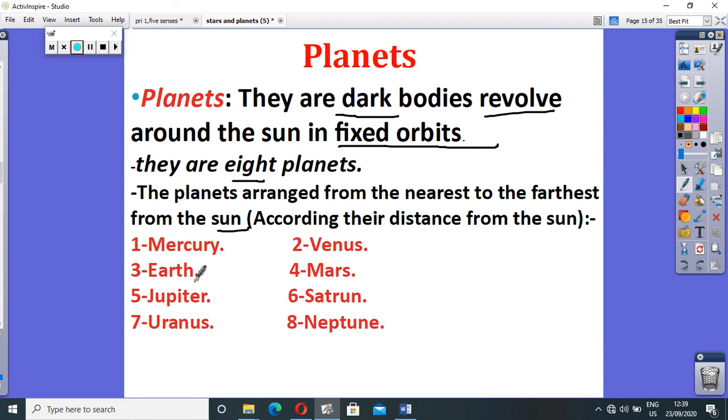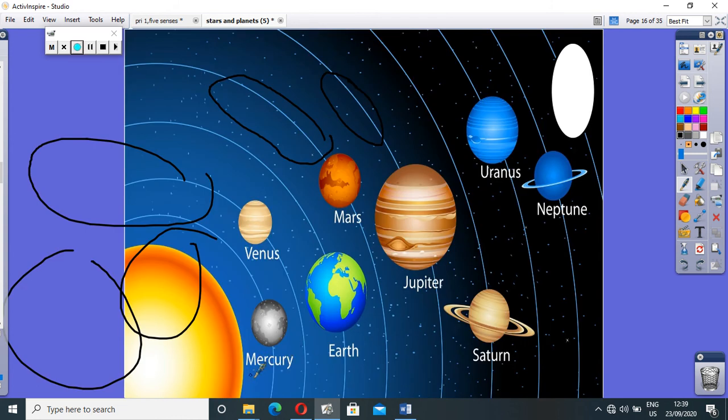Mercury, Venus, Earth, Mars, Jupiter, Saturn, Uranus, Neptune. Yes, they are the 8 planets. Again, repeat after me: Mercury, Venus, Earth, Mars, Jupiter, Saturn, Uranus, Neptune. Okay.